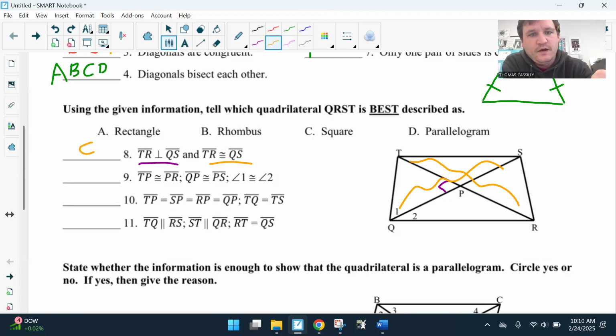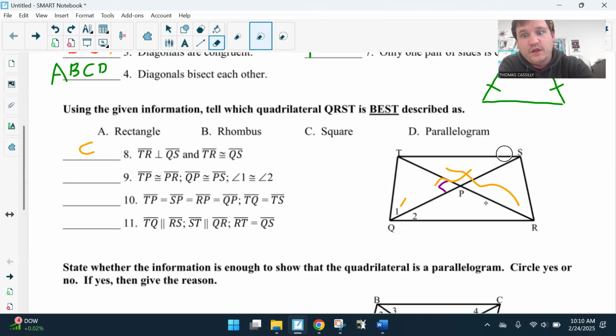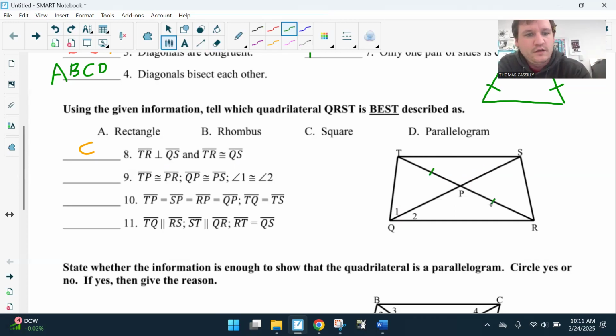Let's see here. We got the next one. I'm gonna do a lot of erasing on this picture. TP is congruent to PR. Here's TP, here's PR. QP is congruent to PS. So not all 4 are congruent. Be careful on that one. We have a semicolon here. It's not all four, just the two pairs. And then angle 1 is congruent to angle 2. What this means is the green one here means the diagonals bisect. That is every single parallelogram.